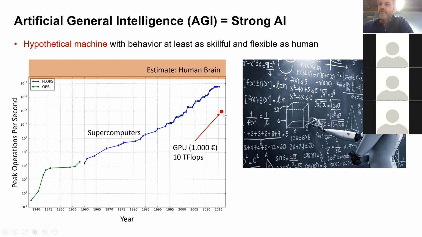So today you can buy for €1,000 a GPU that has as much computing power as the best multi-million-dollar computer in the early 2000s. And this orange bar up here is the estimated computing power of the human brain. It's somewhere between 10 to the 18 and 10 to the 25. And maybe in 10 more years or so, we will have reached this computing power.